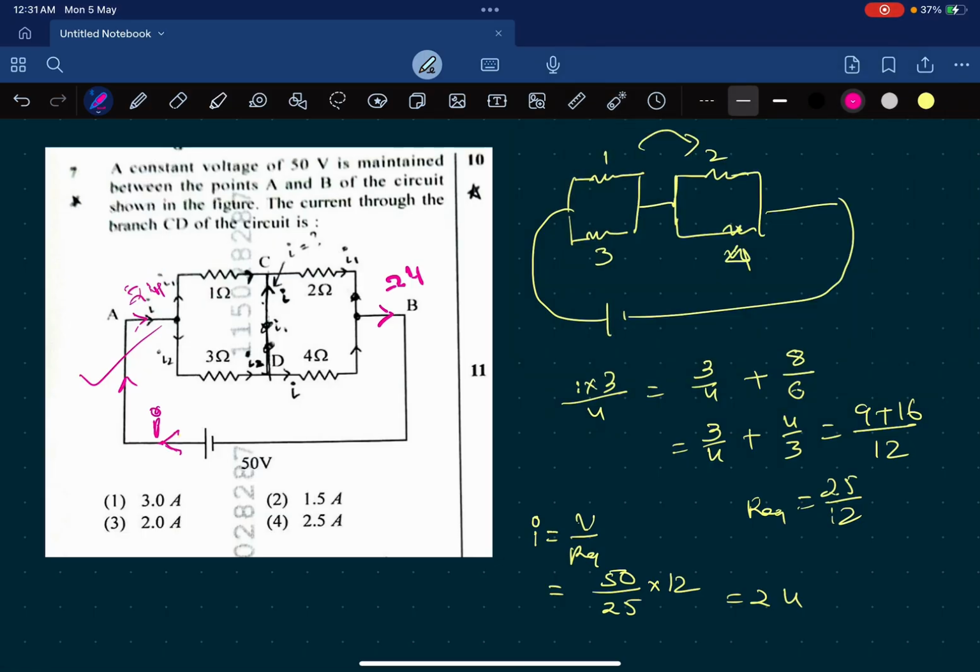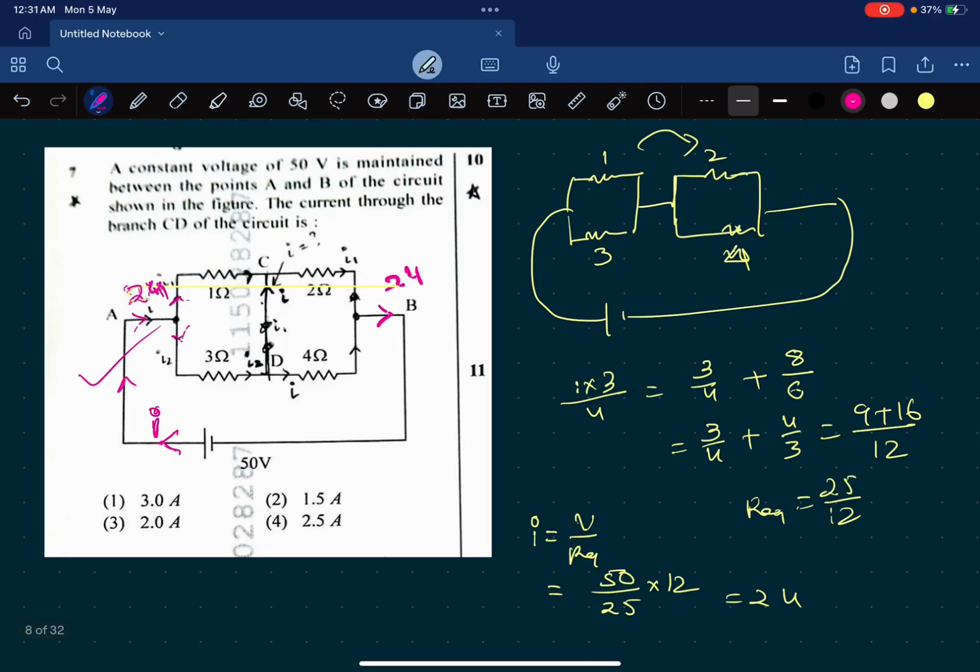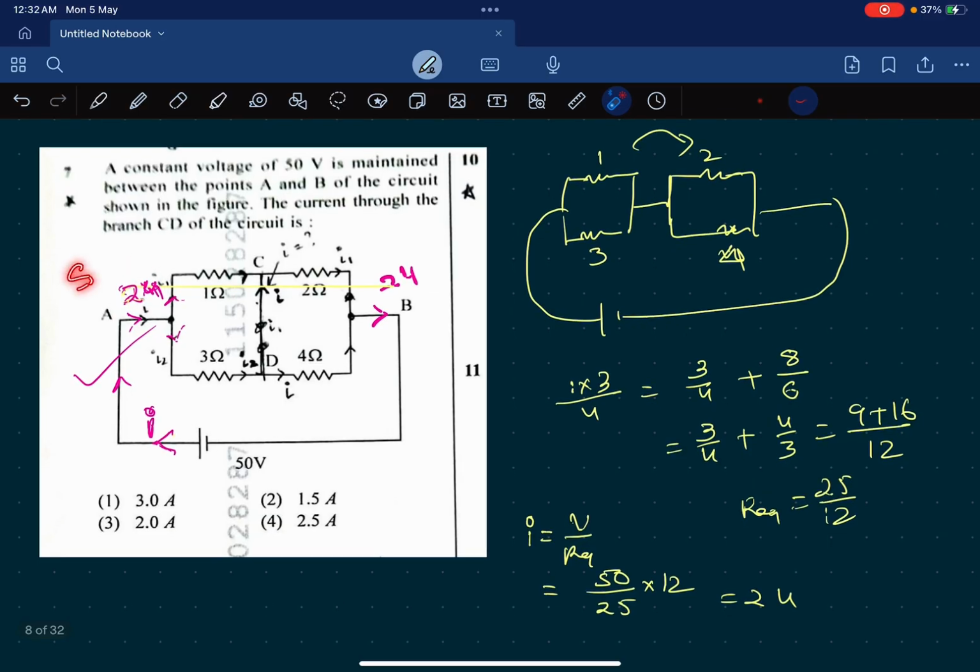Now we know that the electric current is inversely proportional to the resistance, right? So when this electric current 24 tries to enter this junction, it will be divided into two different parts. So how will it be divided? See, here we have 1 ohm resistance, here we have 3 ohm resistance, and total current is 24, right? So if I divide the 24 into 4 parts, one part will be 8.